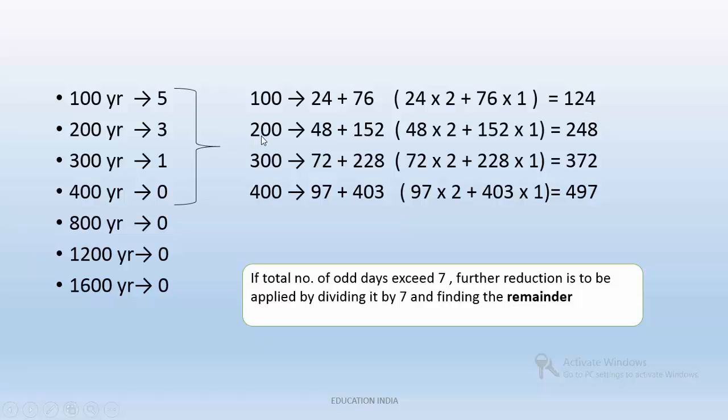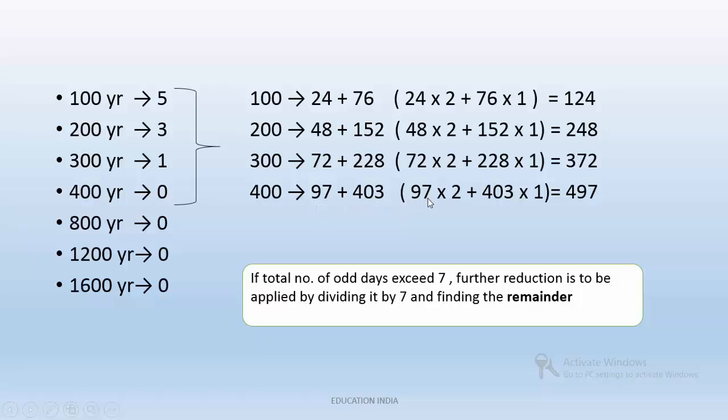Similarly, for 200 years and 300 years, the calculation is the same as that for 100 years. Now, 400 years consists of 97 leap years, because 400 is itself a leap year; being a century year, it is divisible by 400. It will consist of 97 leap years and 403 non-leap years.